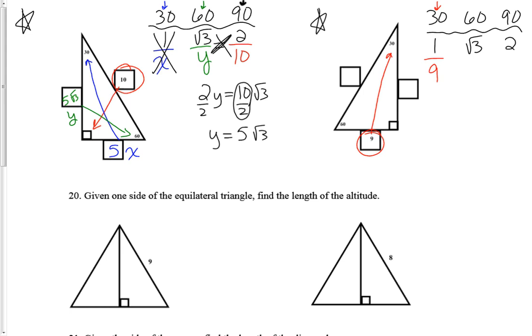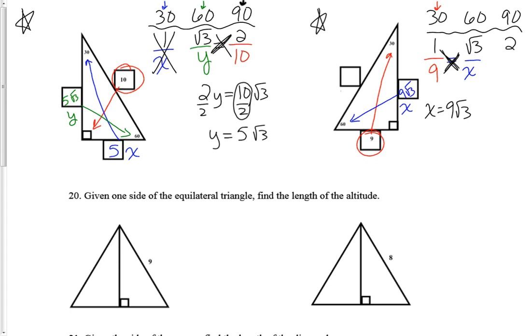Next, I need to call one of the sides x. I'm going to call this side x. X is across from the 60. I'm going to set these two fractions equal to each other and cross multiply. X is equal to 9 times the square root of 3. I'm going to place that in my diagram in the box where x is.